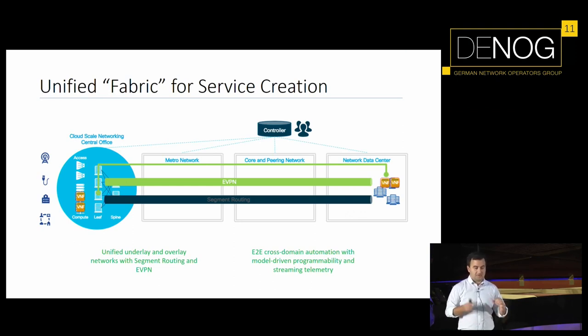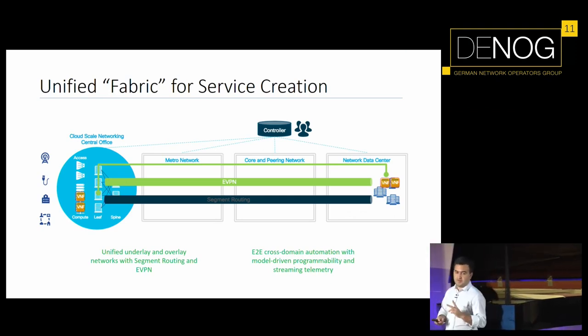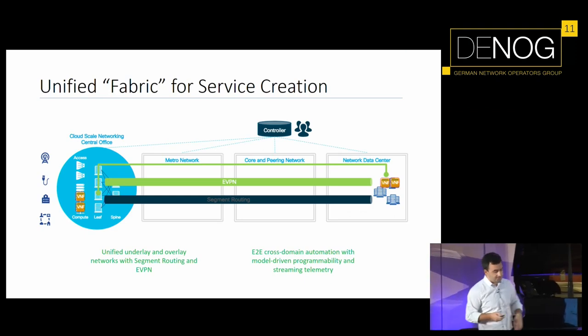Now, that's not the only reason, of course. On top of segment routing, instead of those different overlays, you can run EVPN, as an example. You can have layer 2 VPNs and layer 3 VPNs running on top of that.